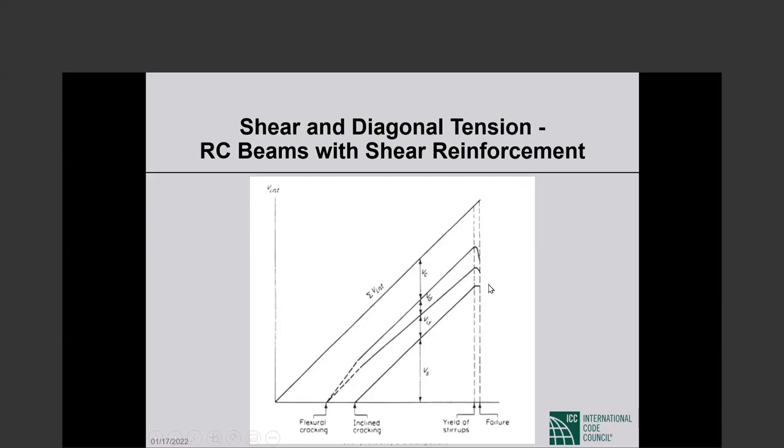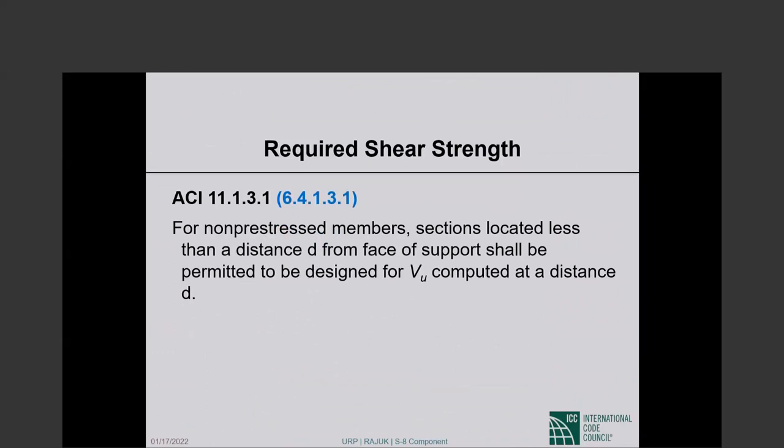At that point we are looking at wide cracks, and so the aggregate interlock shear as well as the dowel shear drop off. So this is a very, very important picture if you are going to understand the whole mechanism of shear resistance and where the resistance comes from.